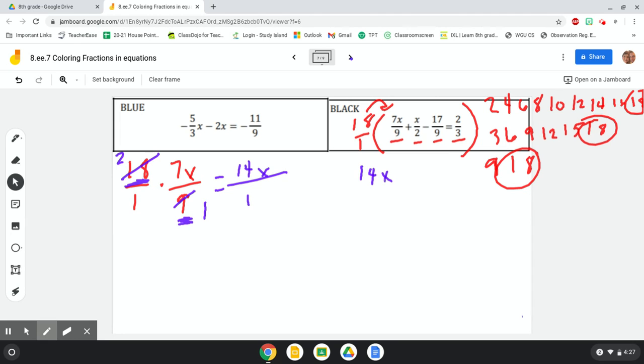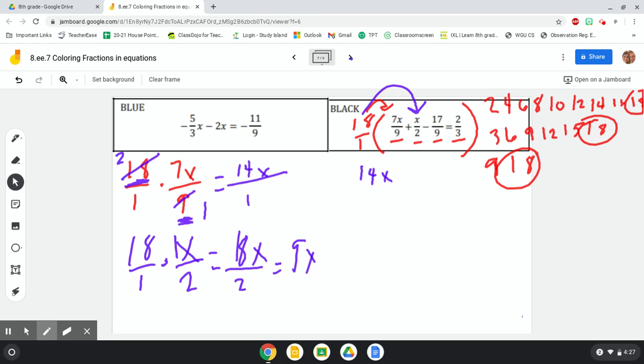If you're not comfortable with what I just did, you can go ahead and multiply 18 times 7x and 1 times 9, and then just simplify. You should still get 14x whenever you divide at the end. All right, next one. I have 18 over 1 times a positive x over 2. Remember, when there's an x by itself, just put that 1 in front of it. So I have 18x. I'm not going to simplify first this time. I'm just going to multiply straight across to show you. So 18x divided by 2. When I divide that out, that gives me 9x. So I have plus 9x.